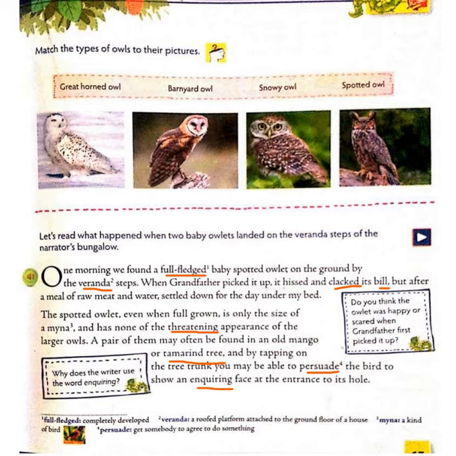That means all its body parts were completely developed. That means it didn't have an abnormal body part. All its body parts were completely developed. Baranda steps. Baranda, you know, is a kind of a place.